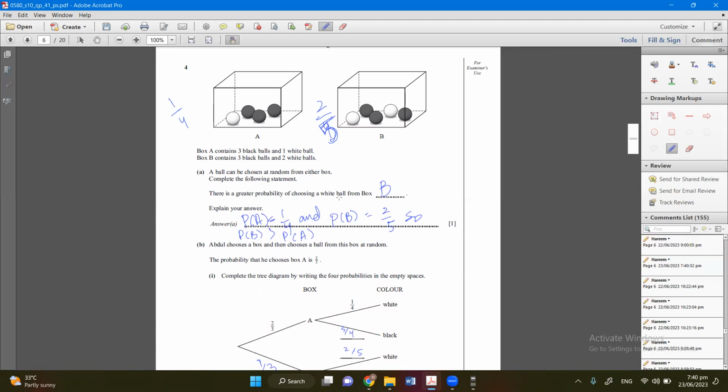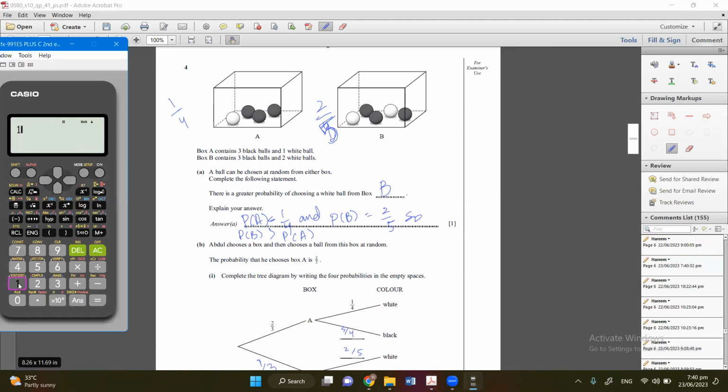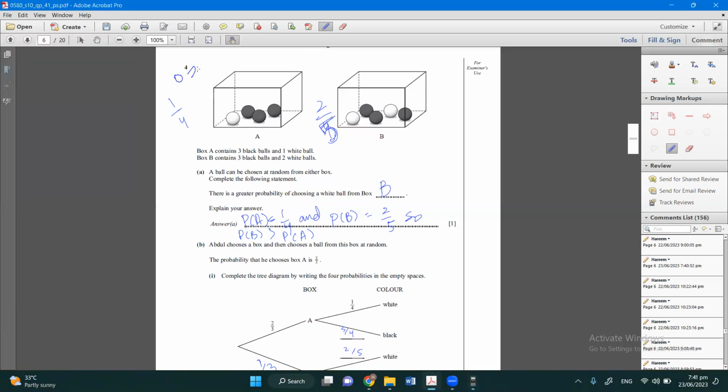So to find the highest chance, let's just divide them. Okay. So 1 over 4 is 0.25. Okay. Remember it, 0.25, and 2 over 5 is 0.4. So it's 0.25 and it is 0.4. So the greater probability is this 0.4. So we will write that there is a greater probability of choosing a white ball from box B.